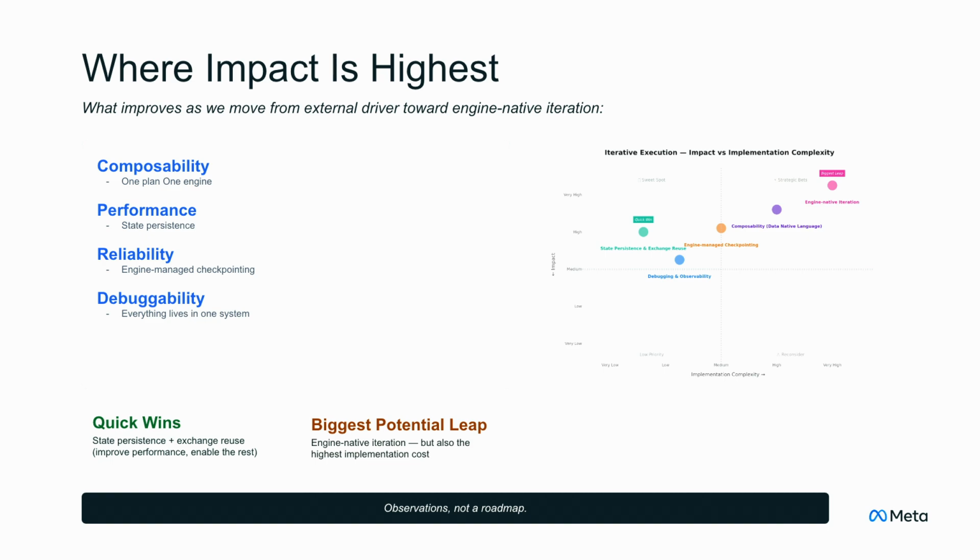From the chart, we can tell the quickest win is state persistence and exchange reuse. It improves performance and enables everything else. The biggest potential leap is engine-native iteration. It improves all dimensions at once, but it has the highest implementation cost. We already explored plan A and plan B, which are the external driver and the stateful external driver. So those are our observations, not a roadmap. The priority depends on which workloads matter most to the community.